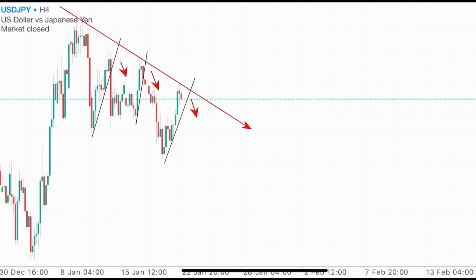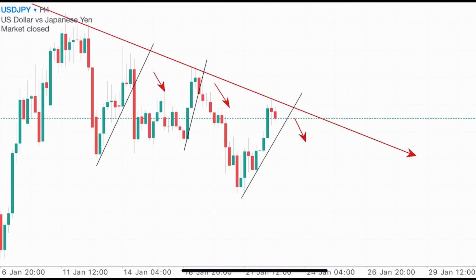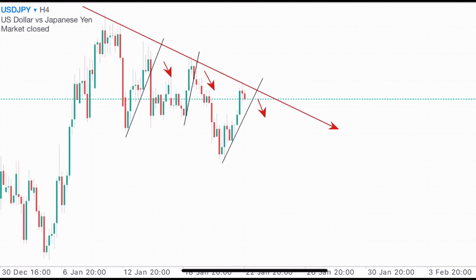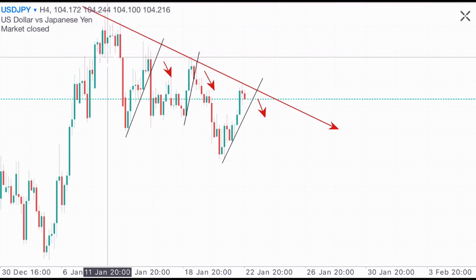So the next chart that we have is the USD JPY. I feel like we have a lot of USDs this week, you feel me? But with the USD JPY, we have this downtrend. It's still a new downtrend, you feel me? It's not like a downtrend which has been going on for a long time and stuff, you feel me?